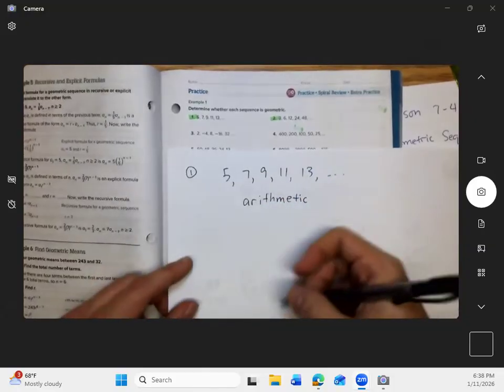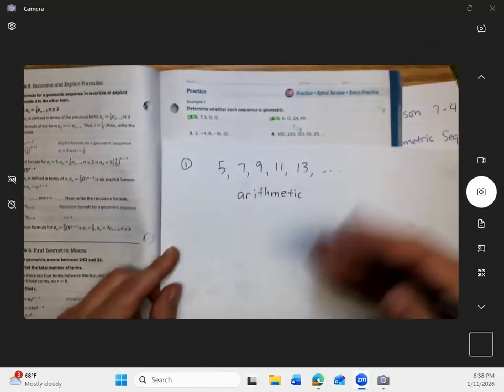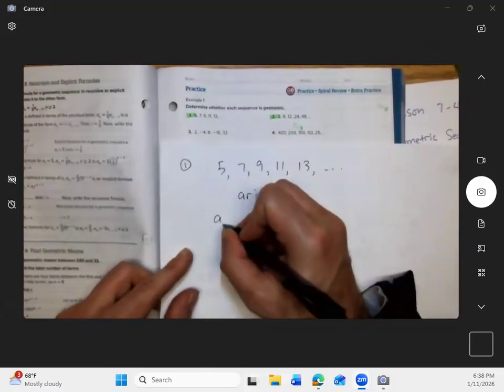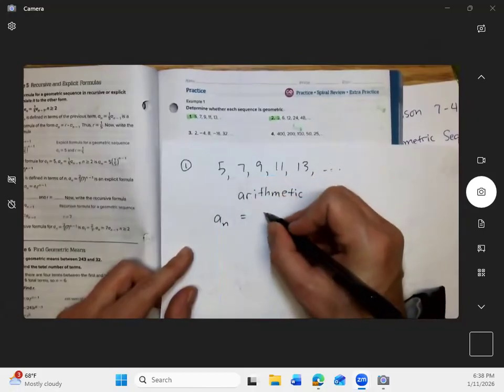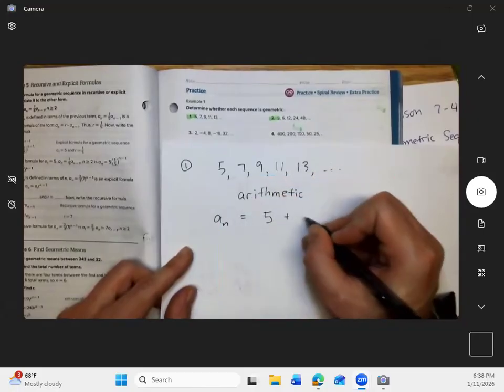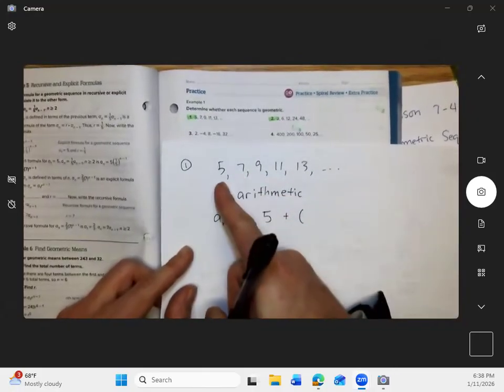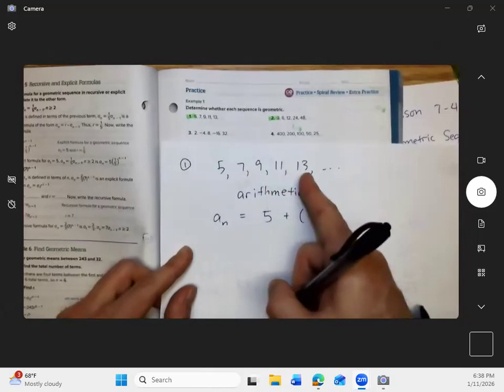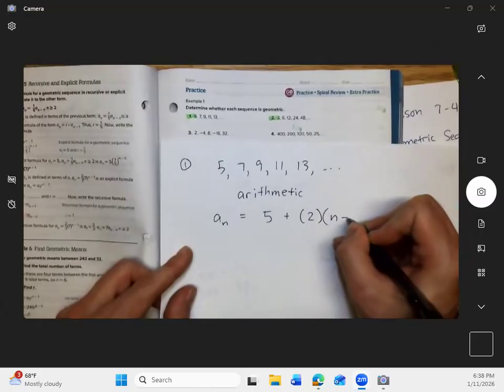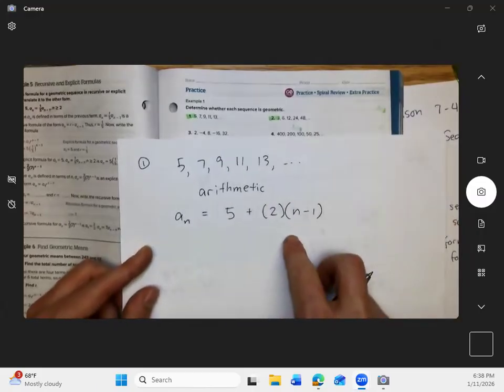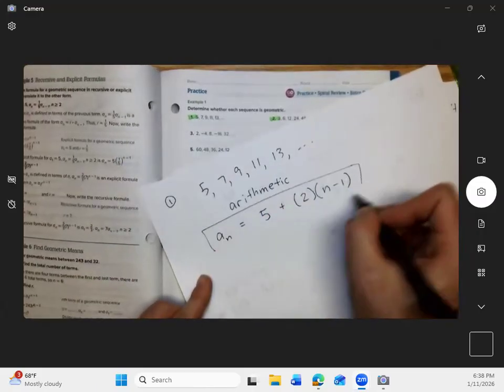So it is a sequence. It's just an arithmetic sequence, which goes back to module 2. Okay, so I could say that the nth term is equal to the first term, which in this case is 5, plus the common difference, which is 2. See how I just keep adding 2, and then that's multiplied by n minus 1. We did this a long time ago. So this is not geometric, this is arithmetic.